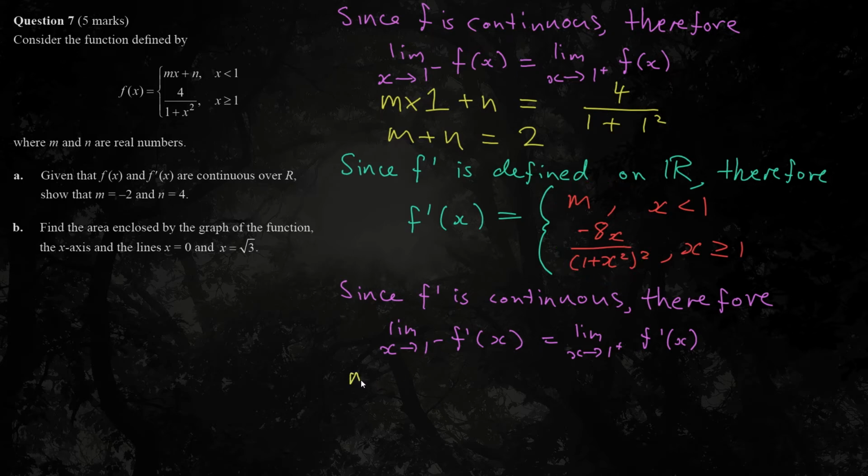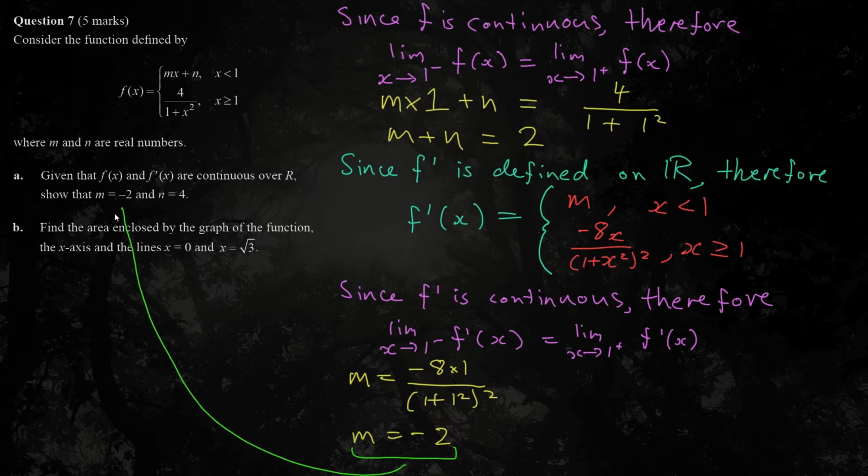So on the left-hand side, we get m. On the right-hand side, we get negative 8 times 1 over (1 plus 1 squared) squared. And so obviously, in the numerator, we have negative 8. In the denominator, we've got 4. And so that means m is negative 2. And that's really good news. That's exactly what we wanted to see, because lo and behold, m was supposed to be negative 2. And so we can use this to just check our working.